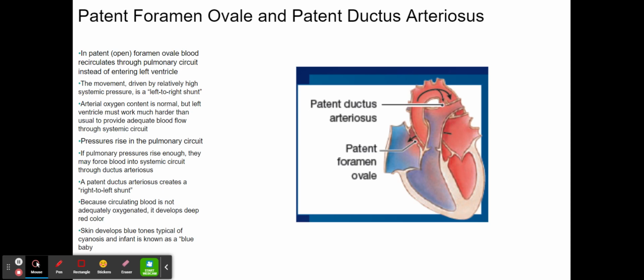Arterial oxygen content is normal, but the left ventricle must work harder than usual to provide adequate blood flow to the systemic circuit. Hence, pressures rise in the pulmonary circuit. If the pulmonary pressures rise enough, they may force blood in the systemic circuit through the ductus arteriosus. This condition, a patent ductus arteriosus, creates a right-to-left shunt. Because the circulating blood is not adequately oxygenated, it develops a deep red color. The skin then develops the blue tones typical of cyanosis, and the infant is known as a blue baby.